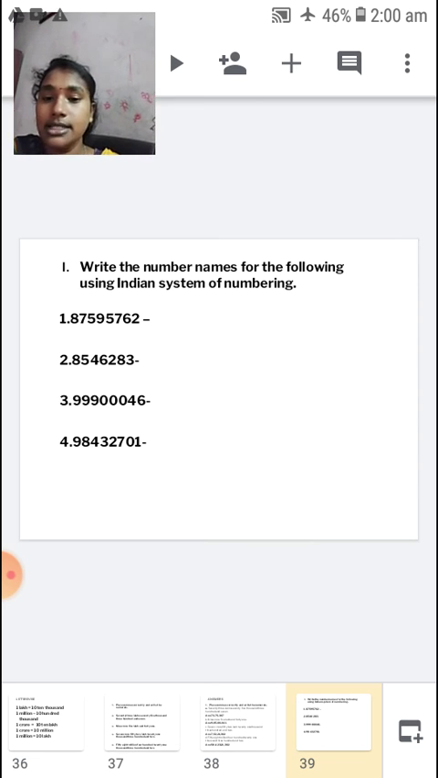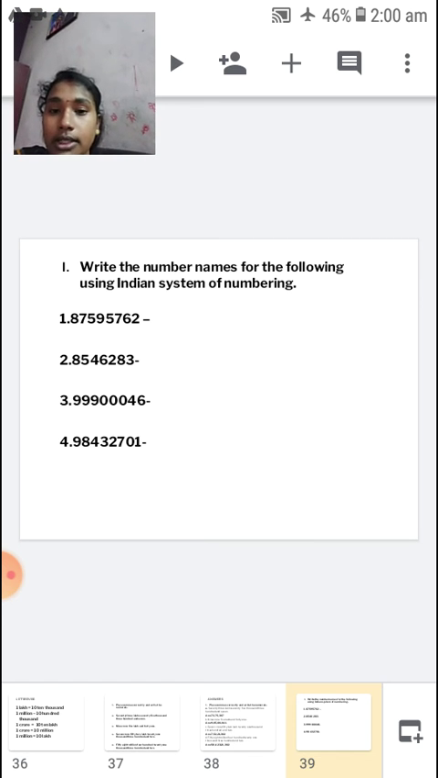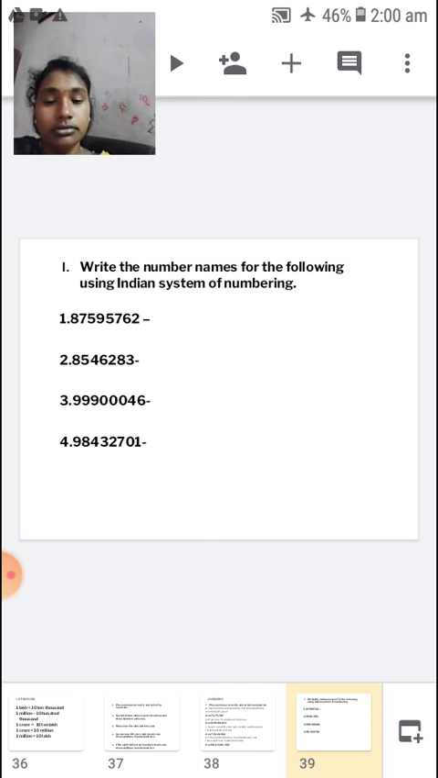Yes, children. For the third question, we have 6 in ones place, 4 in tens place, 0 in hundreds place, 0 in thousands place, 0 in the 10,000 place, 9 in lakhs place, 9 in 10 lakhs place, and 9 in crore place. So the number name of this number is 9 crore 99 lakh 99,046.